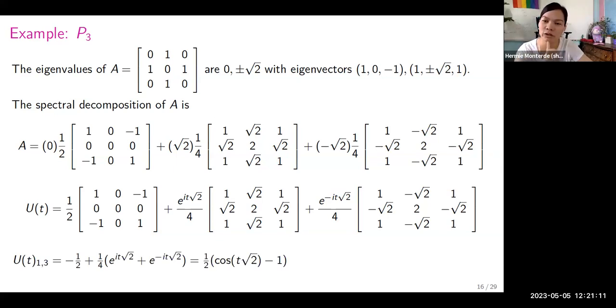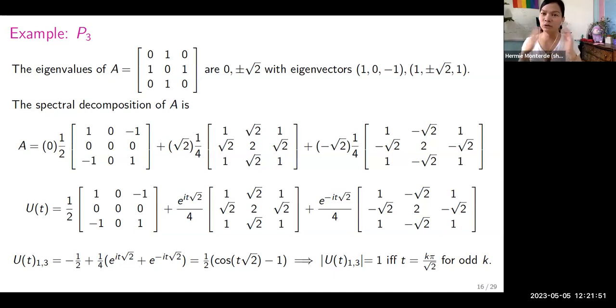Moral of the story, if we take the (1,3) entry of U(t), we get -1/2 plus 1/4 of this plus this. But take note here, if you add these two complex numbers, the imaginary parts just cancel, and this becomes just twice cosine(t√2), right? Simplifying, we get that. And then, ta-da! If we solve this to get 1, we get that the t should be an odd multiple of π over √2.